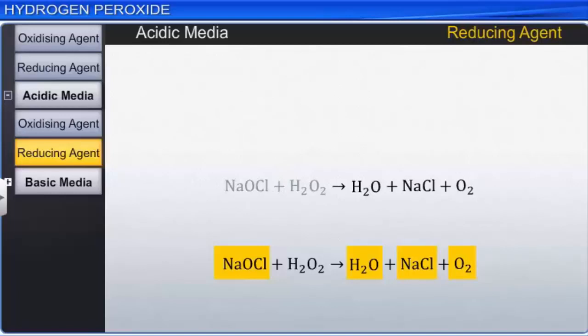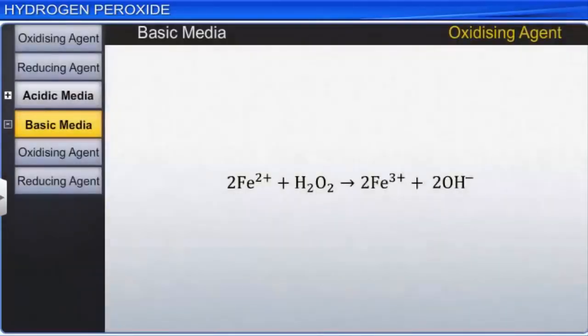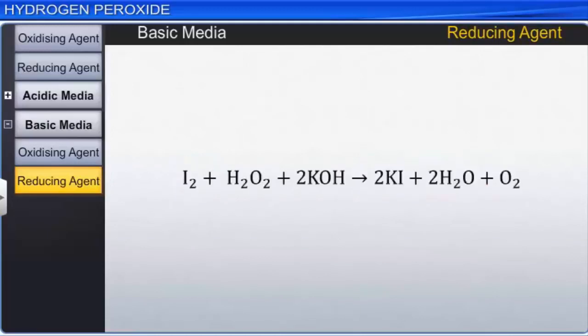Now, let's look at the reactions that take place in basic media. Here, as an oxidizing agent, hydrogen peroxide reacts with ferrous ions to form ferric ions. As a reducing agent, it reacts with iodine to form iodide ions along with water and oxygen. For example, if potassium hydroxide is taken as the base, then potassium iodide salt is formed.